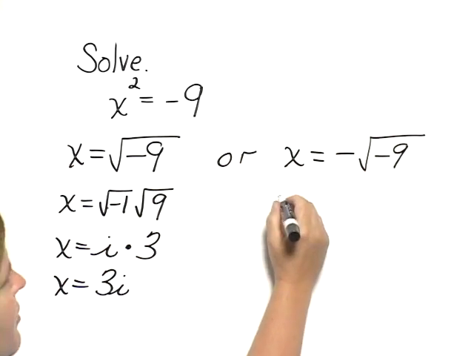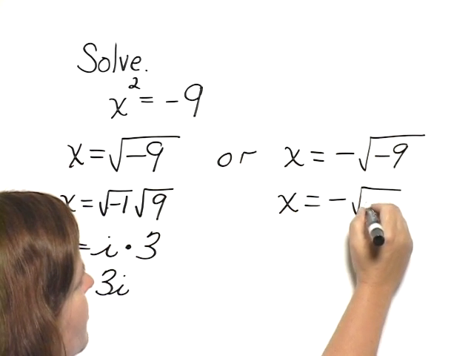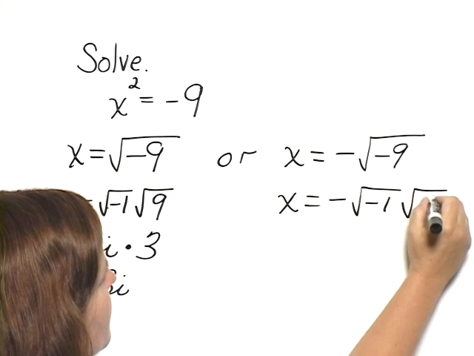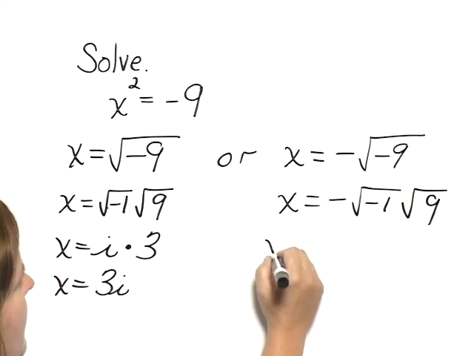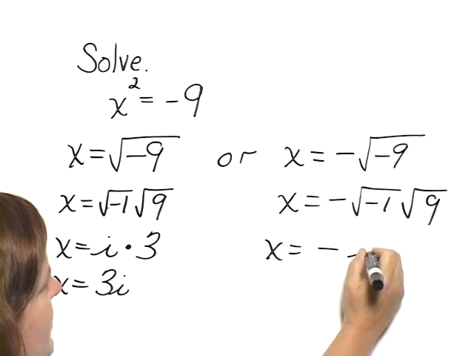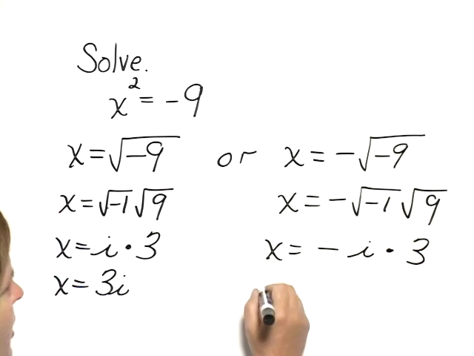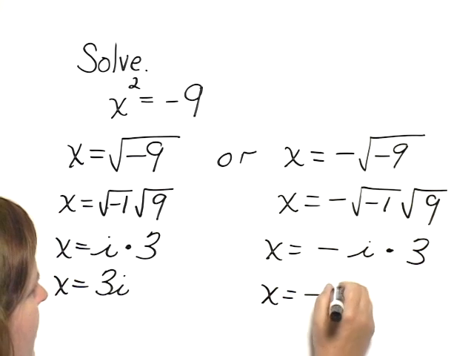Similarly over here, we can write this as x equals negative, factoring out the square root of negative 1 times the square root of 9. x equals, we have a negative sign, the square root of negative 1 is i, the square root of 9 is 3. And we can write this as negative 3i.